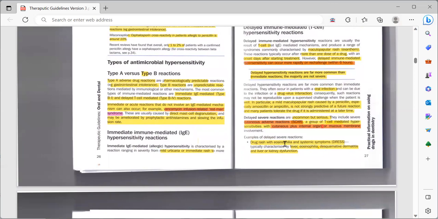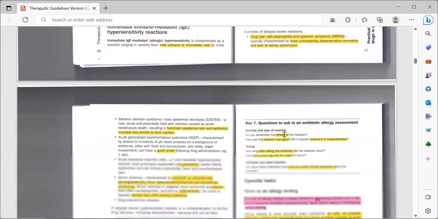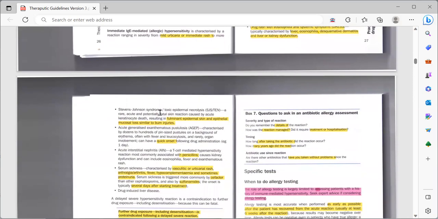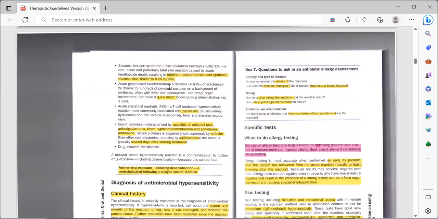Like in DRESS, there is the systemic involvement, fever and eosinophilia, then the skin involvement, desquamative dermatitis, and the organ involvement, which is the kidney and the liver. For Stevens-Johnson syndrome, you can remember that the injury is so severe that the patient's skin looks just like a burn injury. The skin is fulminant, and it's so bad to see. You can look at images on Google and you'll get an idea.